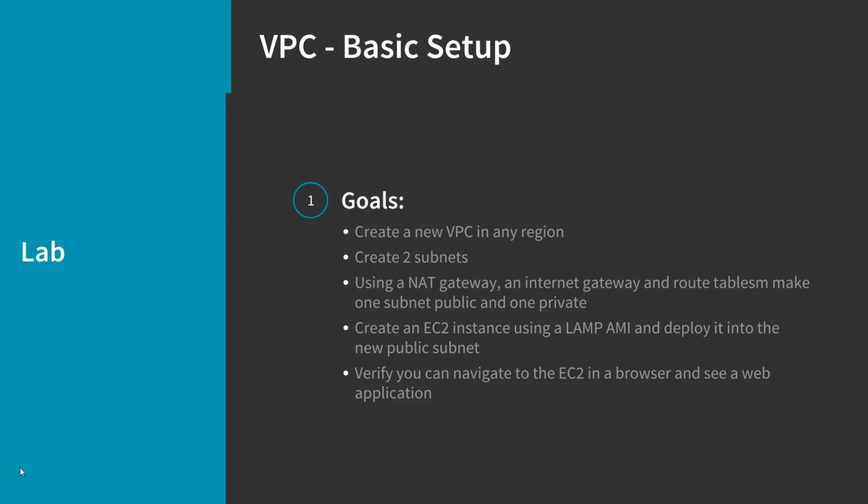Next, create an EC2 instance using a LampStack AMI and deploy it into the new public subnet. And then finally, verify you can navigate to the EC2 in a browser and see a web application, which means that it was successfully deployed into a public subnet.